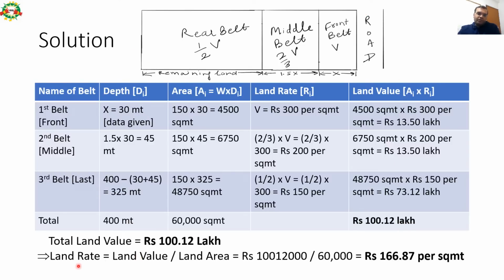If we are asked about the land rate, we have calculated the land value, and the land area we know from the question, which is 60,000 square meter, 150 into 400 meter. That gives us a land rate for the full plot of 166.87 rupees per square meter, as against the 300 rupees per square meter land rate for a small size nearby plot.